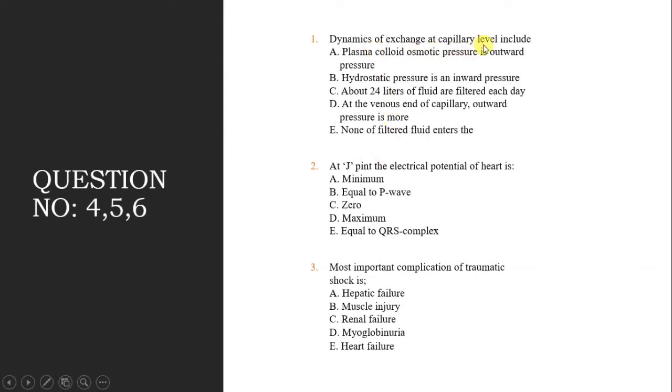The dynamics of exchange at capillary level include: plasma colloid osmotic pressure is an outward pressure; hydrostatic pressure is an inward pressure; about 24 liters of fluid are filtered each day; at the venous end of the capillary, outward pressure is more; none of the filtered fluid enters the capillaries.